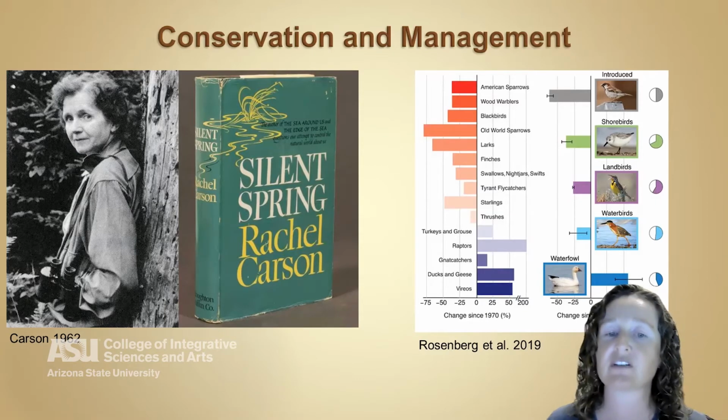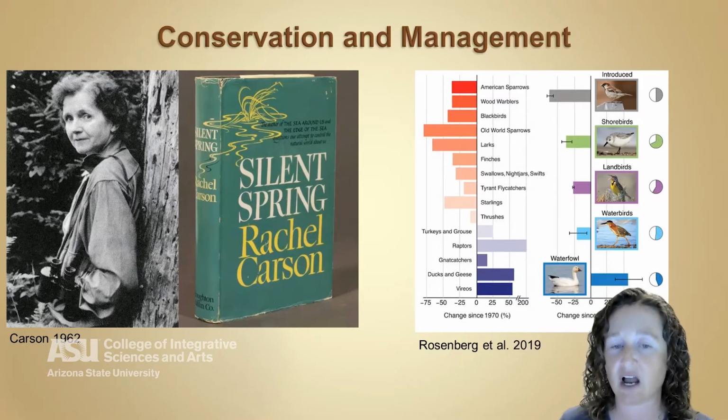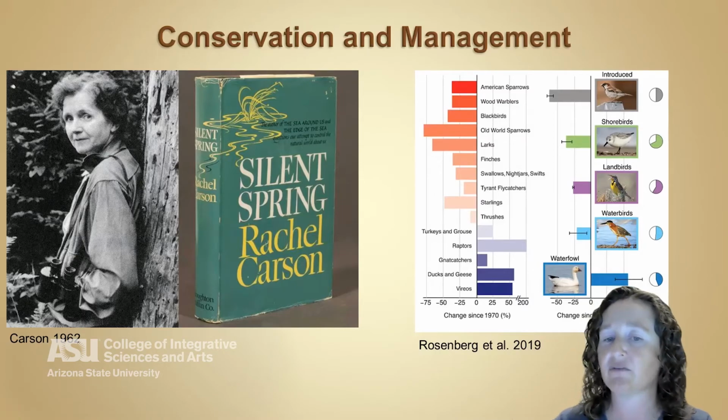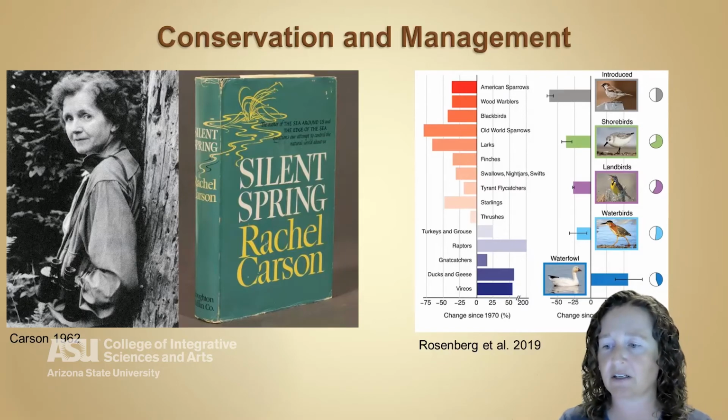Over 30% of birds that were around in the 1970s, those species have seen dramatic declines. And so by understanding the effects of the environment and how climate change and toxins are affecting these species, we can understand how we can manage these areas and play a role in protecting nature.